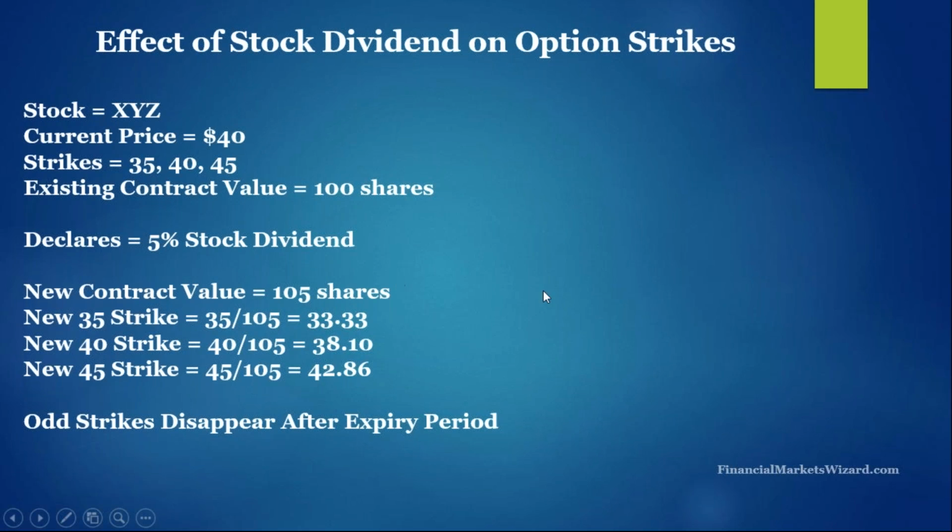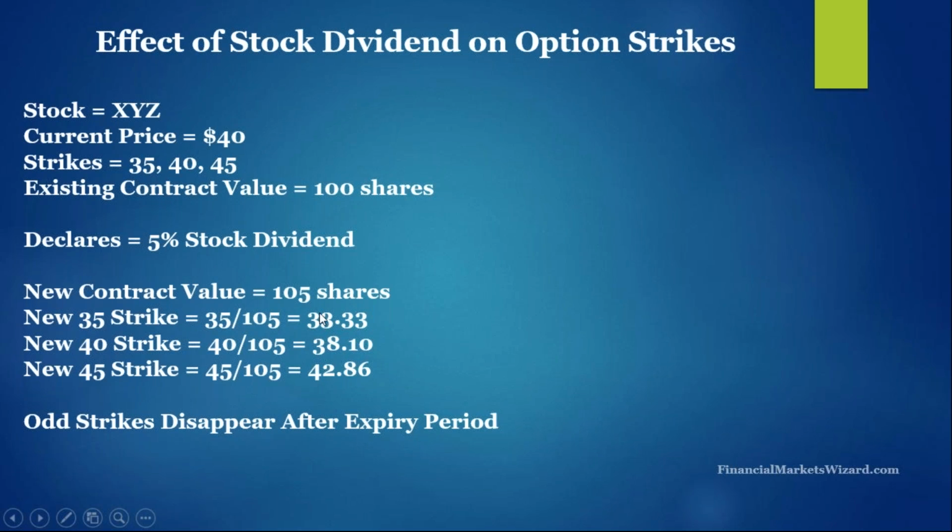But for the old buyers, the ones who bought before the stock dividend, your strike price will be reduced by this formula, 35 divided by the number of shares. Your new strikes will be 33.33, 38.10, and 42.86. And when you see that, it means you're not getting 100 shares, you're getting 105 shares. So if you exercise this strike, you have to come up with money to buy 105 shares. You need to have enough money in the account to buy 105 shares, not 100 shares.